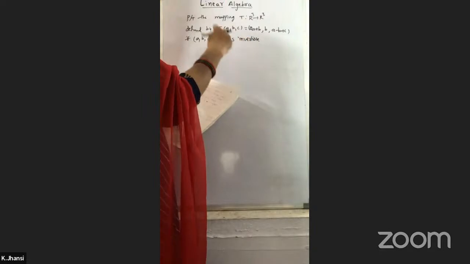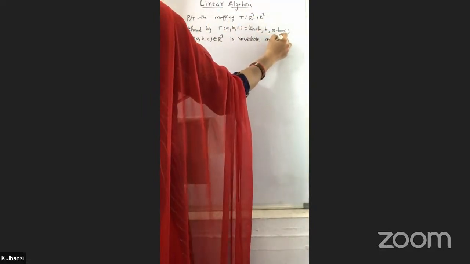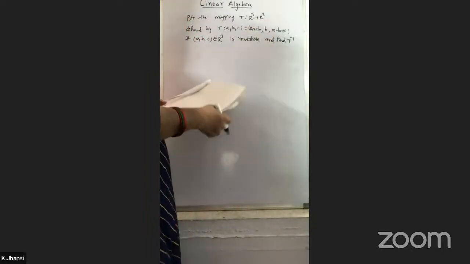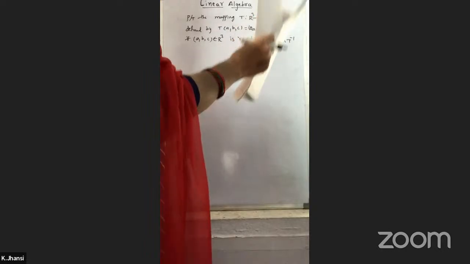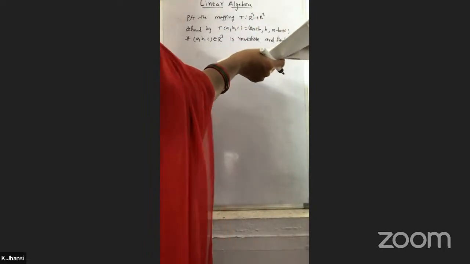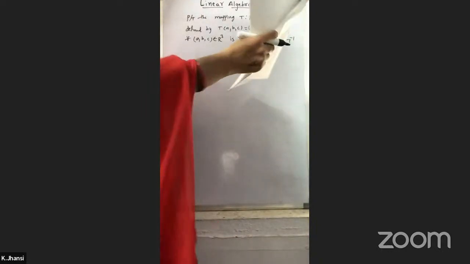So we have to show that this relation is invertible and we have to find T inverse. To find T inverse, invertible here means it should be a bijection. That means it should satisfy the conditions of one-one and onto.